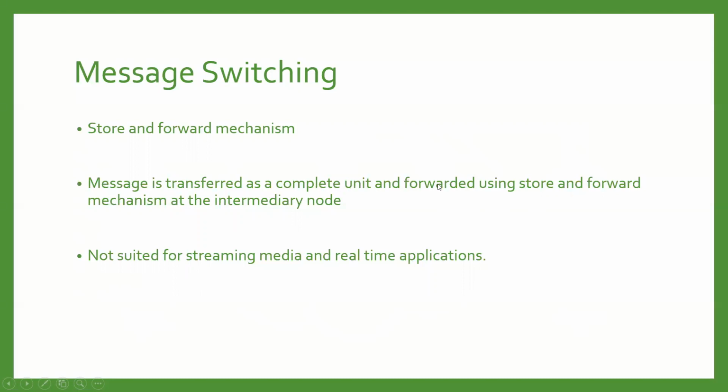But what will happen at the intermediate node? That intermediate node will receive every unit of that complete message. It will store every unit to itself till the last partition of that message is received. Once the last unit is received, then and only then the entire message will be forwarded to the next intermediate node or to the final destination. So this is how the message switching technique is used.